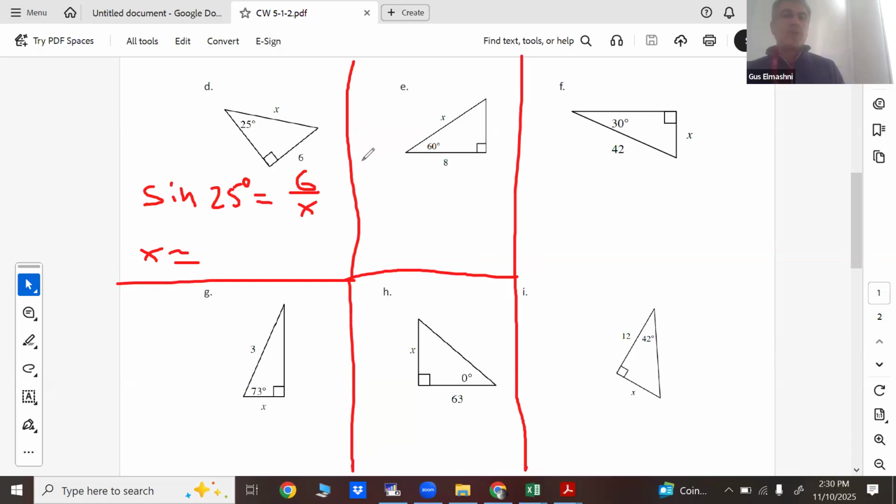Okay, so 6 is opposite, x is hypotenuse. 6 is the opposite side of 25 degrees. Hypotenuse is always the slanted side, the one opposite the right angle. Which one uses O and H? Of the 3 options, S, C, or T, it has to be sine. So let me write it over here so you guys have the reference. SOH, CAH, TOA.